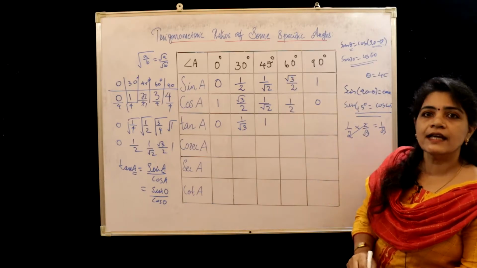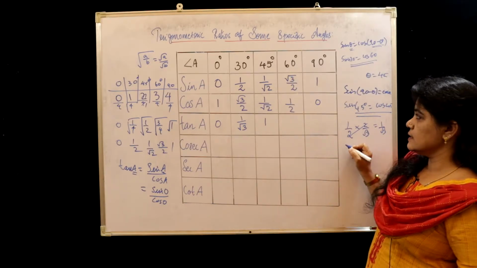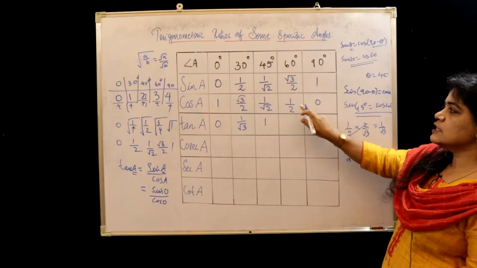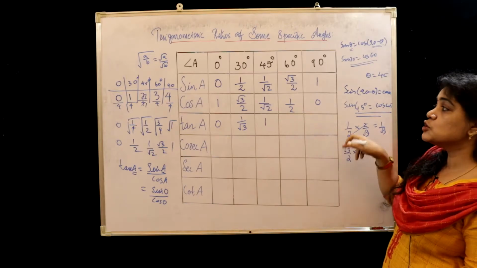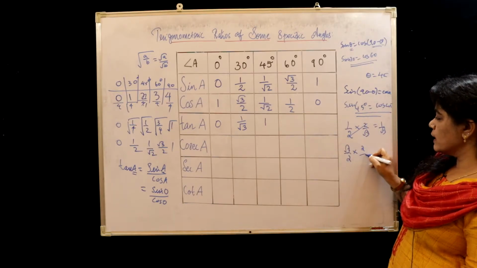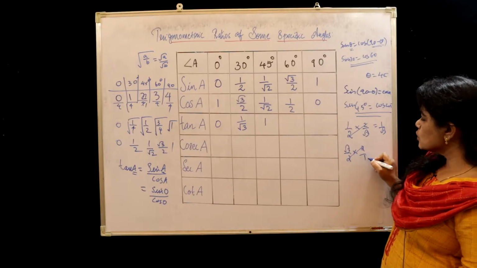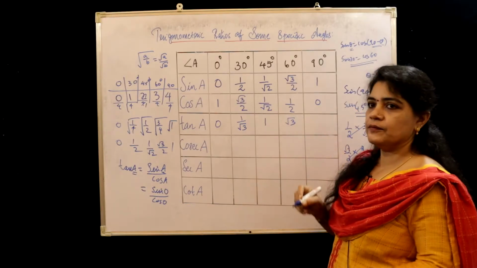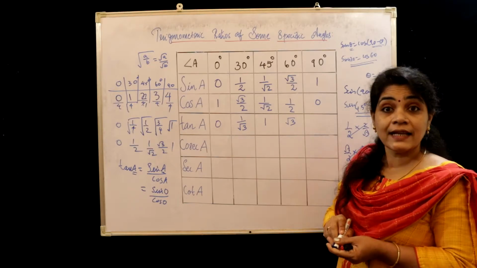Tan 60, how can this be? Divide sin 60, that is root 3 by 2, by cos 60, that is 1 by 2, so multiply by the reciprocal, 2 by 1. Okay, the 2s get cancelled. So root 3 by 1 is root 3. Root 3.